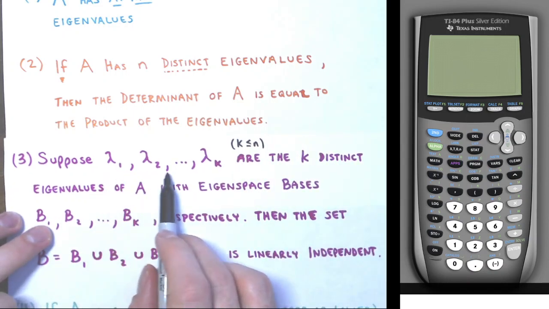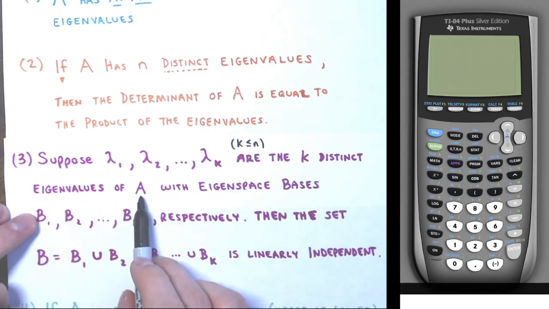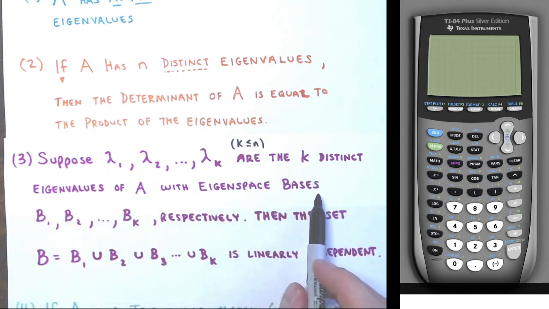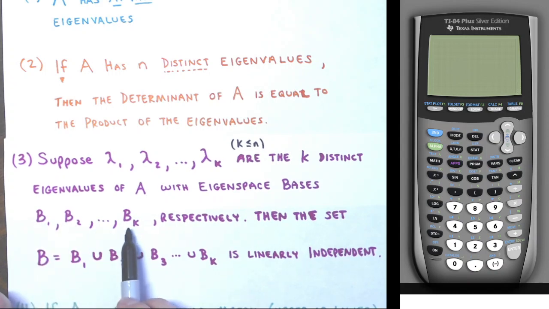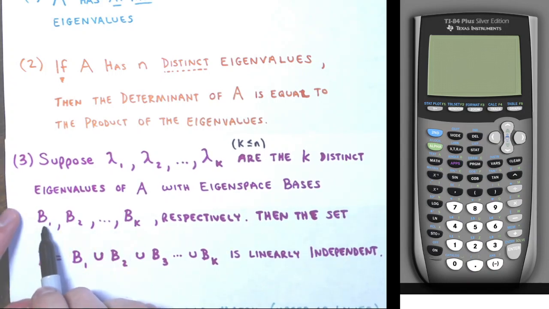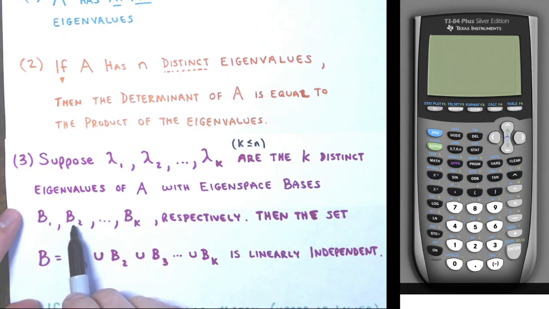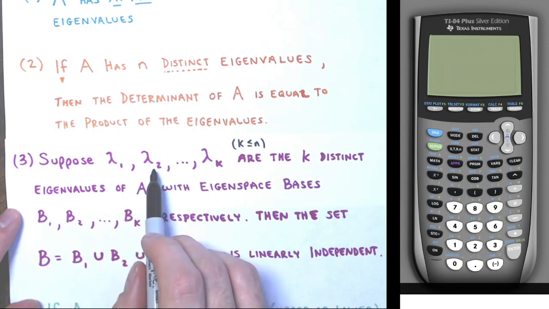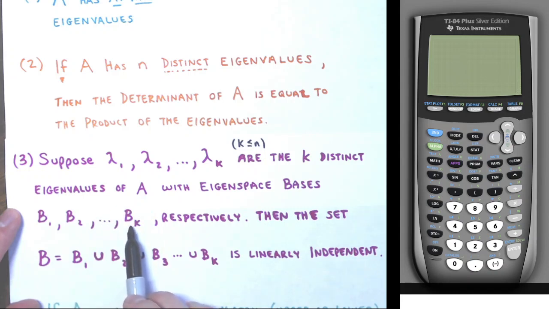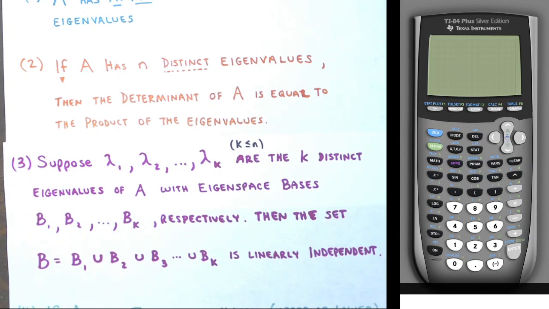So suppose I have k distinct eigenvalues of A with eigenspace bases B1, B2, up to Bk. That means that B1 is a set of vectors that forms a basis for the eigenspace of lambda 1. B2 is a set of vectors that forms a basis for the eigenspace of lambda 2, and so on. Bk is a set of vectors that forms a basis for the eigenspace of lambda k. I did talk about how to find eigenspaces in my last video. Again, I'm hoping you watched and are following along, respectively, in order.